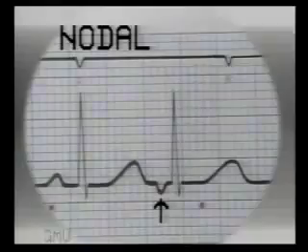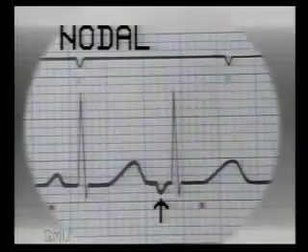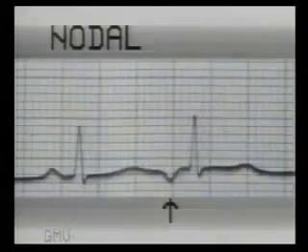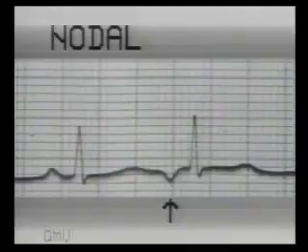The P wave is inverted as the impulse travels in the reverse direction in the atrium, and the PR interval is short because the nodal delay in conduction is eliminated. Inverted P wave and short PR interval. In this ECG, note the upright P wave of the previous sinus beat and inverted P wave of the premature beat indicating nodal origin.